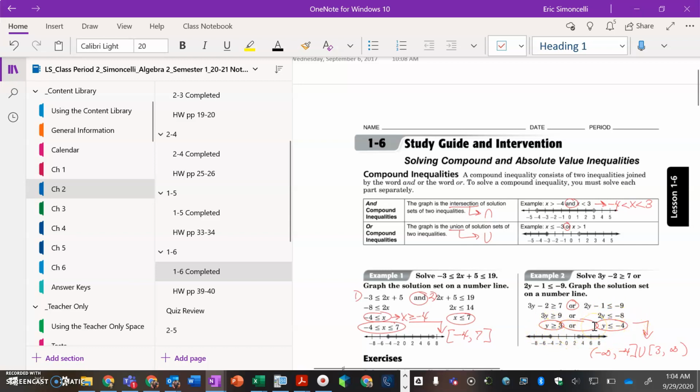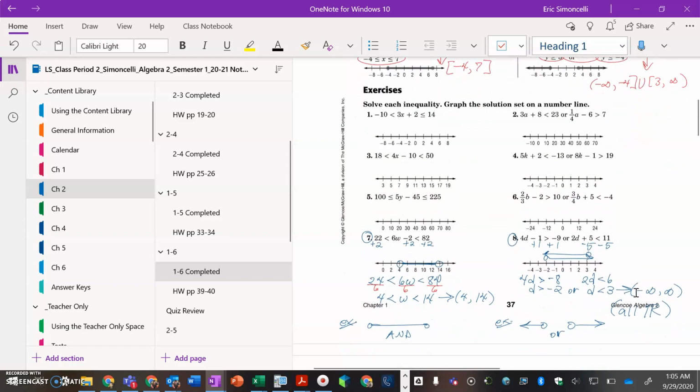Putting it all together, a little bit of a different notation again, noting the U symbol or union symbol, right? So y less than or equal to negative 4, that's going to be closed and to the left. So negative infinity to negative 4 with a bracket. And union with, okay, 3, that's going to be closed and graphed to the right. So bracket at 3 off to infinity.